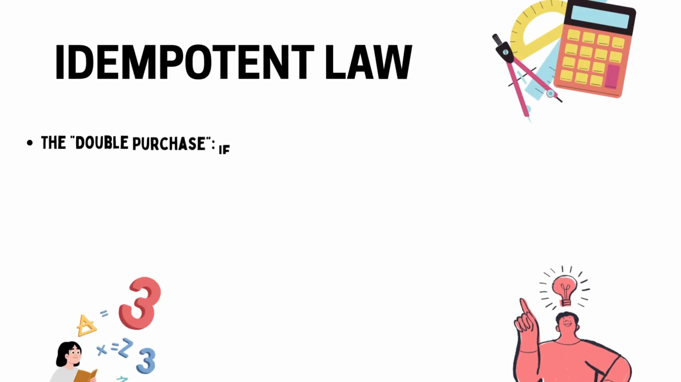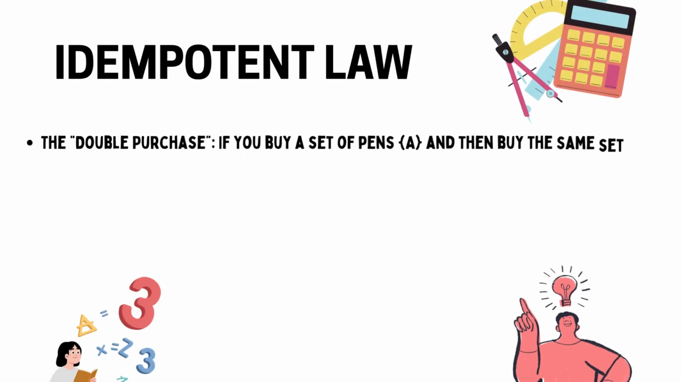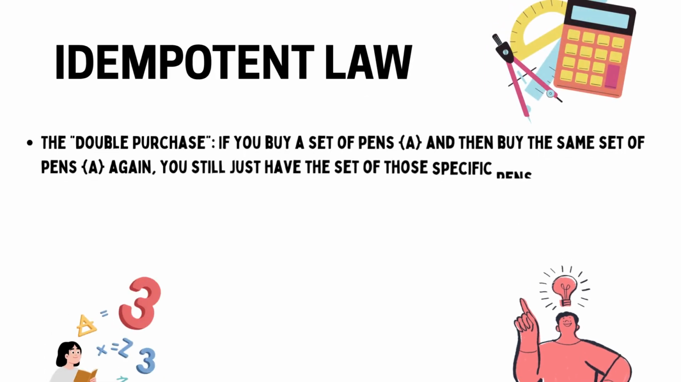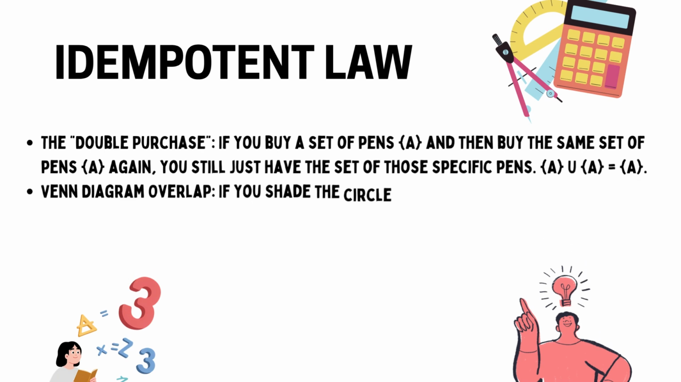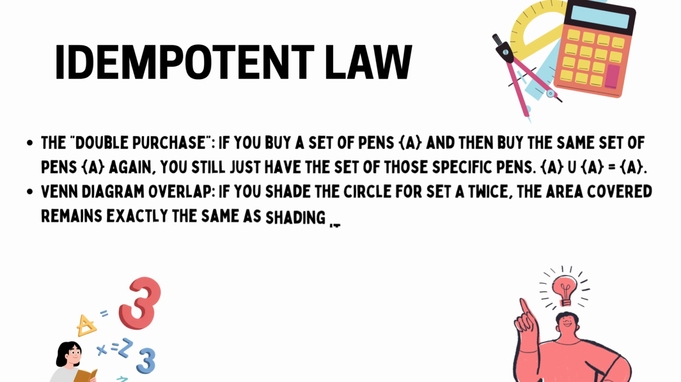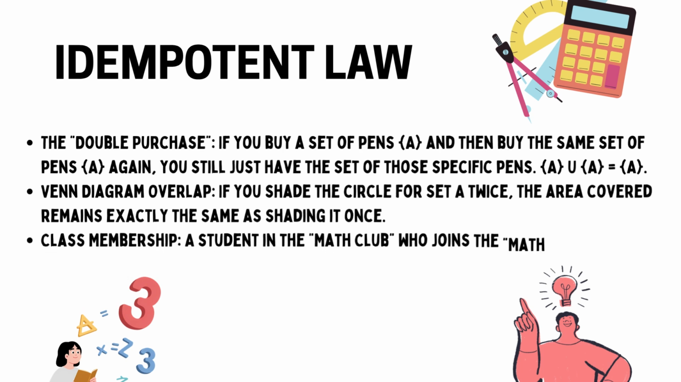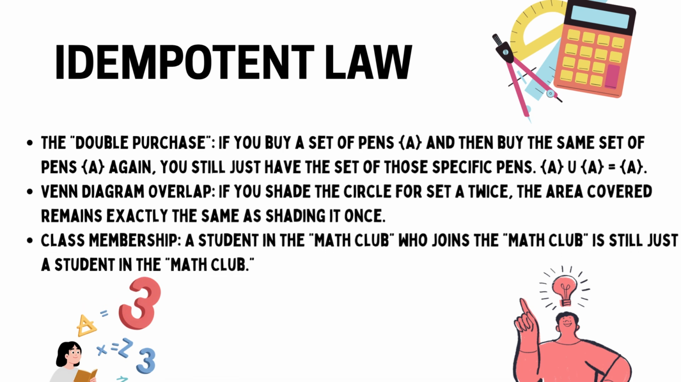Idempotent. A set combined with itself is just itself. Simple. Putting two identical piles of books together just gives you the same pile of books. Let's take some examples. The double purchase. If you buy a set of pens, A, and then buy the same set of pens, A, again, you still just have the set of those specific pens. A union A equals A.